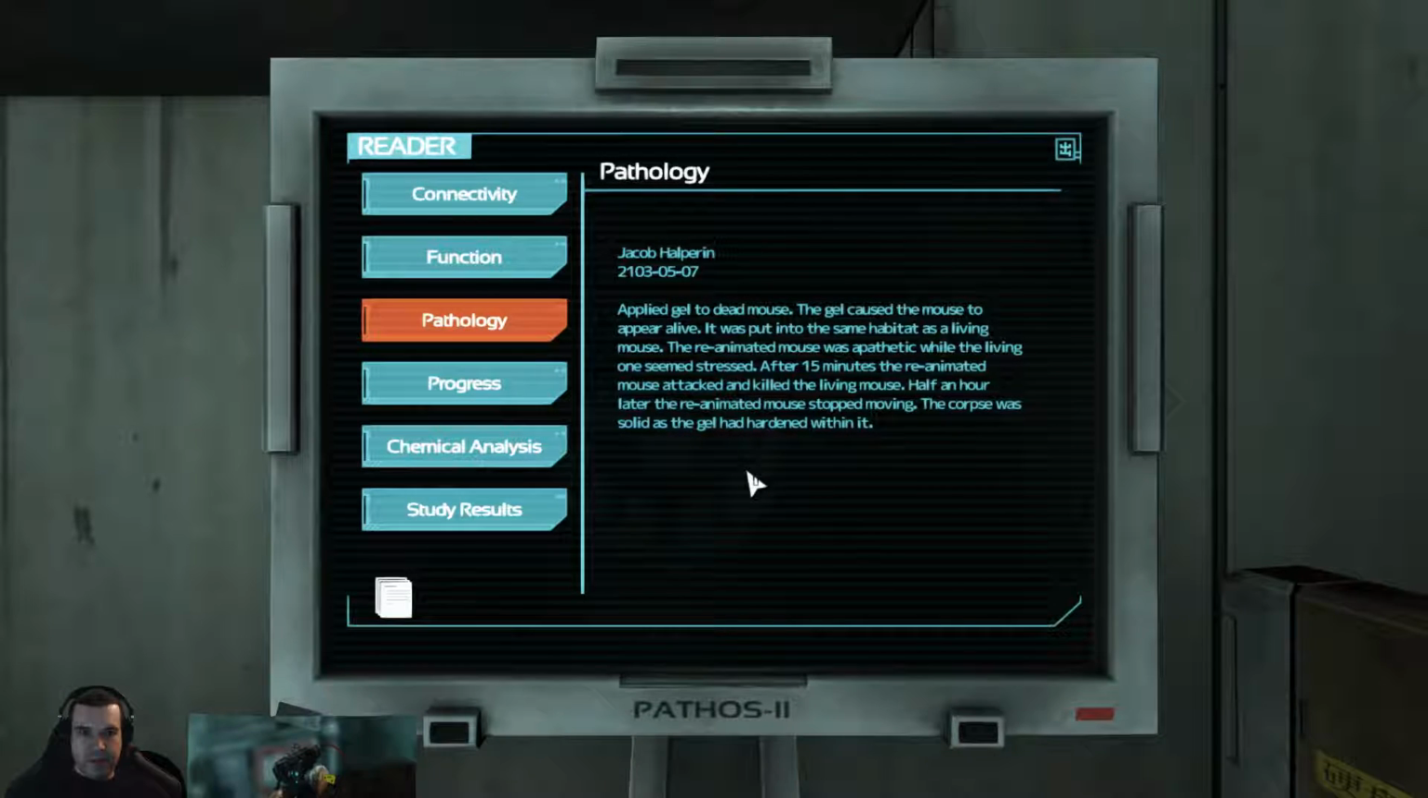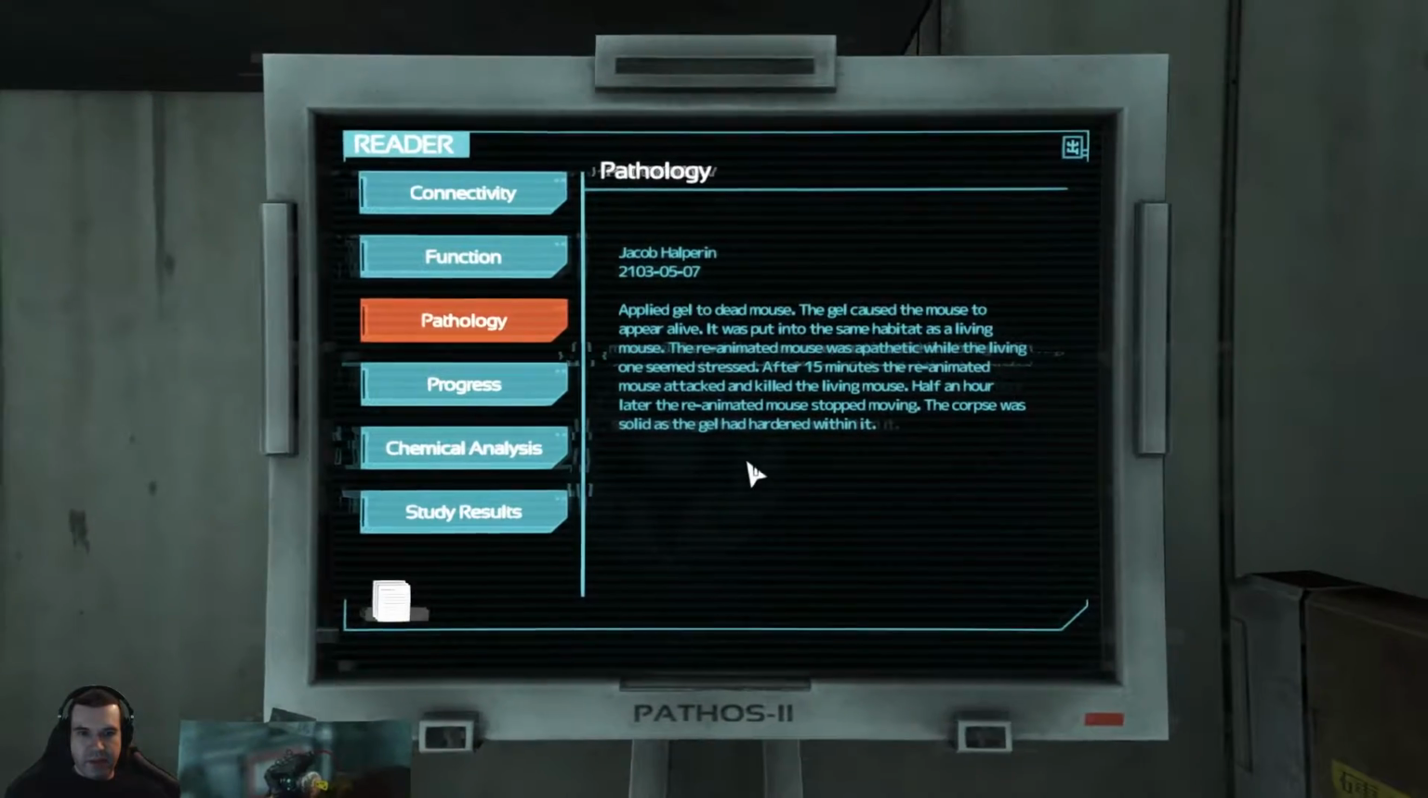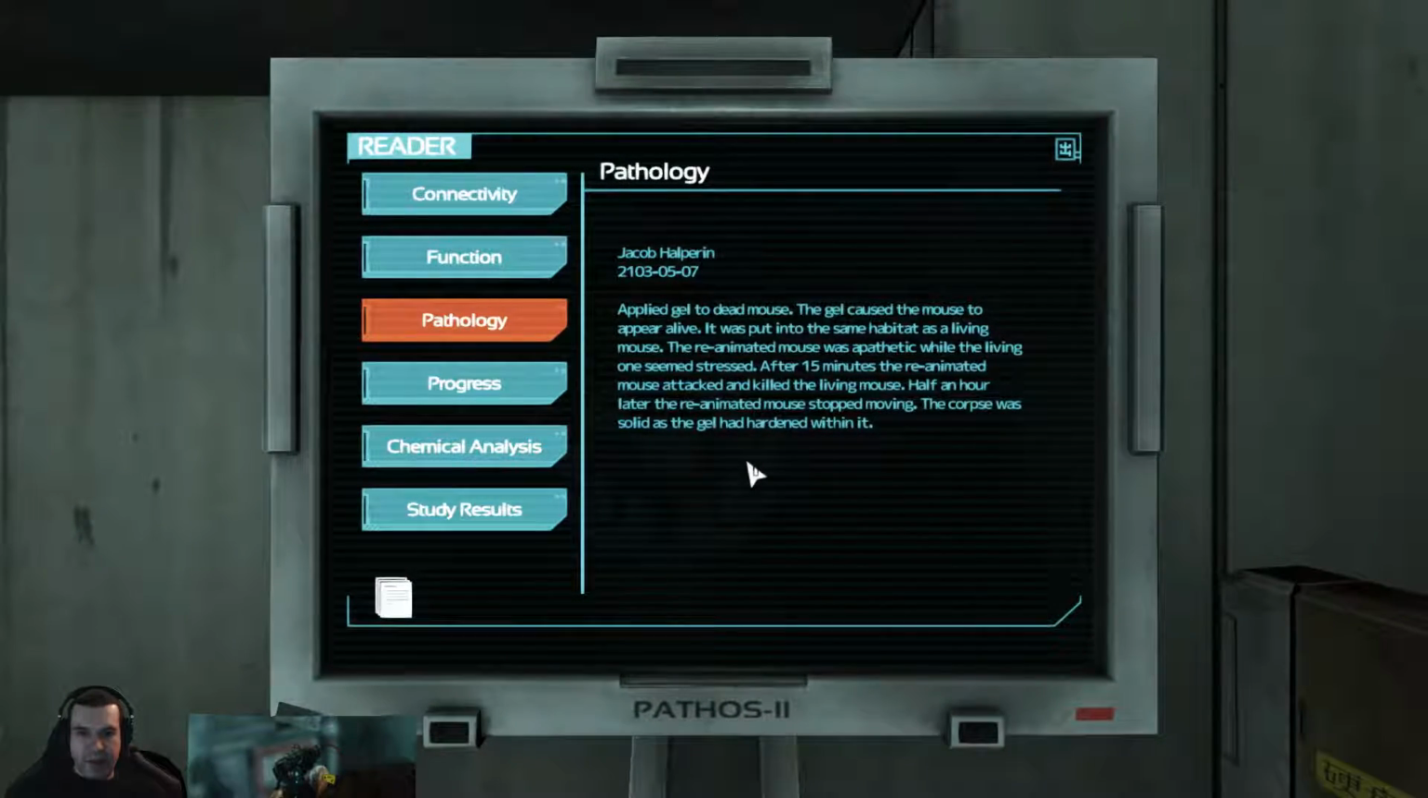Pathology. Jacob Halpern, 210357. Applied gel to dead mouse. The gel caused the mouse to appear alive. It was put into the same habitat as a living mouse. The reanimated mouse was apathetic, while the living one seemed stressed. After 15 minutes, the reanimated mouse attacked and killed the living mouse. Half an hour later, the reanimated mouse stopped moving. The corpse was solid, as the gel had hardened within it.